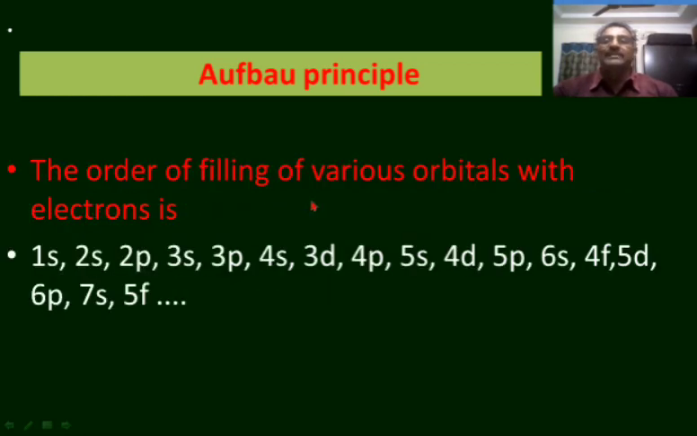The order of filling of various orbitals with electrons is 1s, 2s, 2p, 3s, 3p, 4s, 3d, 4p, 5s, 4d, 5p, 6s and so on. We already discussed this order just now. So what does the Aufbau principle state? This principle states that the orbitals are to be filled from the lowest value of their energies.